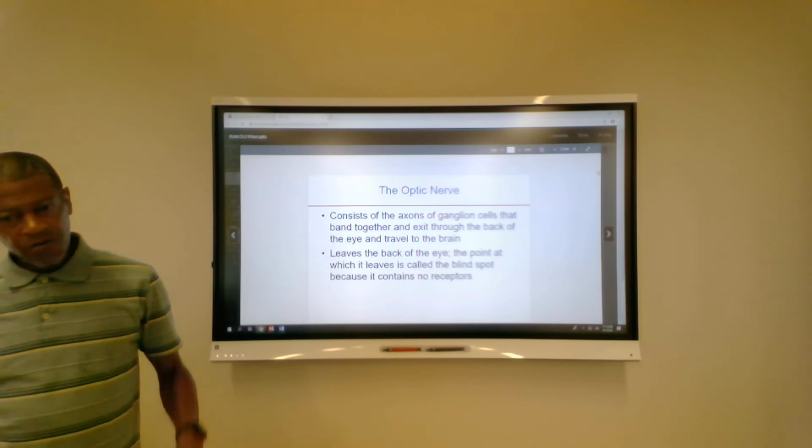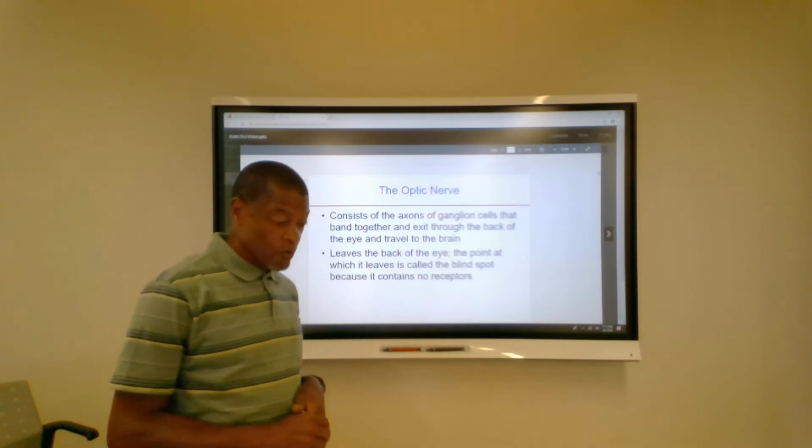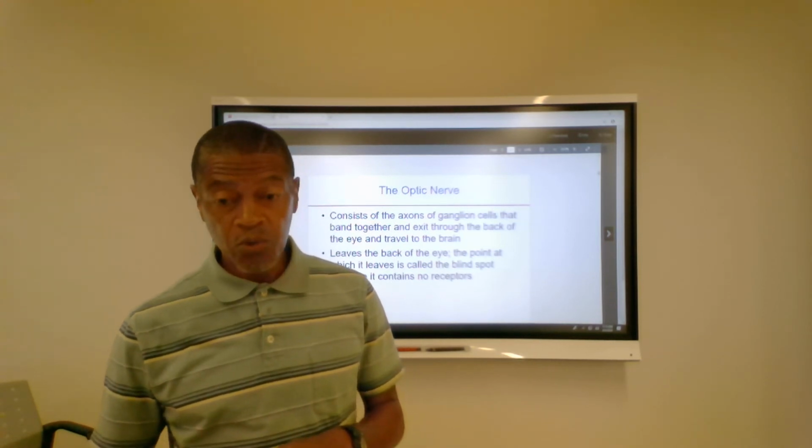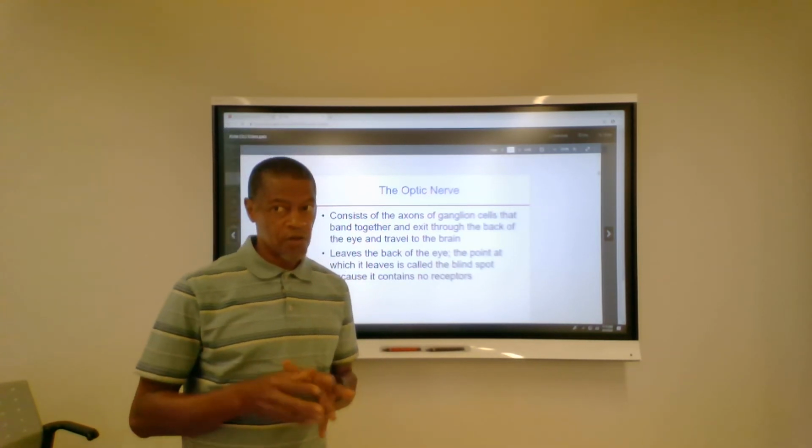So the optic nerve again is very important. It's actually one of the largest cranial nerves. Remember, you have 12. The optic nerve, number 2, is one of the biggest.